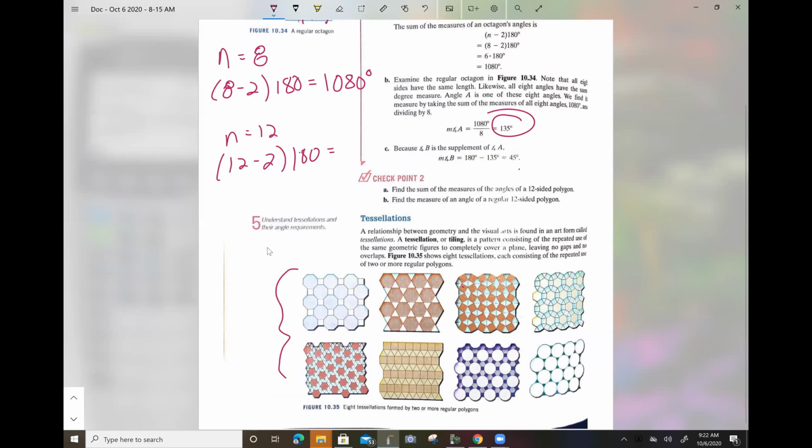All right, and we've gotten to the part about tessellations, which I'm not going to make you do right now, but if you're interested, it's pretty cool. Go ahead and read through if you're interested in art or patterns, and let me know if you have any questions.